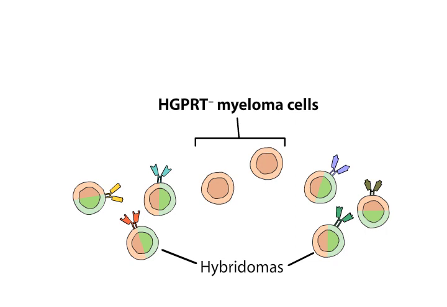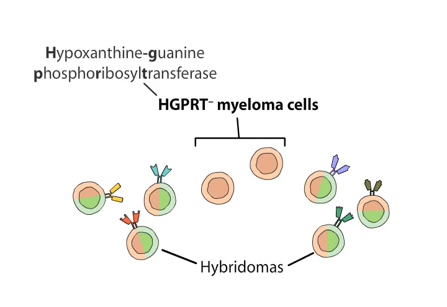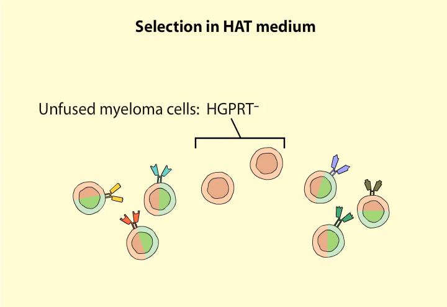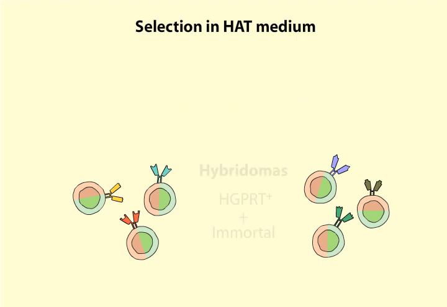They have a mutation in the enzyme hypoxanthine guanine phosphoribosyl transferase, HGPRT, required for a secondary rescue pathway for the production of purine nucleotides. When the cells are grown in a special medium, called HAT, that requires the use of this pathway, the HGPRT- myeloma cells cannot survive. The hybridoma cells are the only cells that can survive in the HAT-selective medium because they have the wild-type HGPRT enzyme from the spleen cell and the immortality from the myeloma cell.